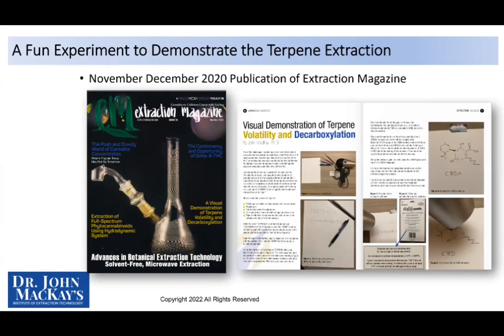We wrote this up in November, December of 2020 in the publication of Extraction Magazine, and you'll find it in this Extraction Magazine and online, be able to grab the copy and also look at what else can be seen in that great magazine.